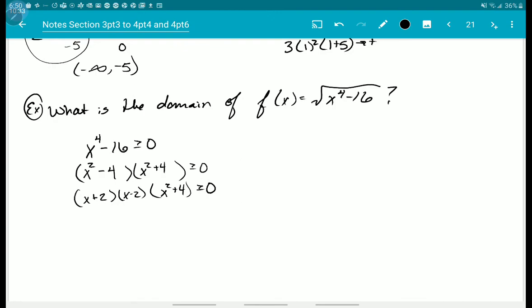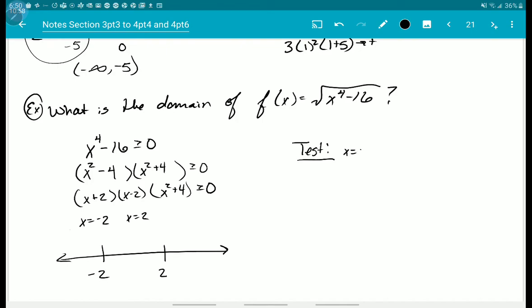So if we set each of those equal to 0, we're going to get negative 2 for the first one. We're going to get 2 for the second one. And we're not going to get anything real for that one. So these are our x-intercepts. Those are going on a sign chart. So that's splitting that into 3 pieces. So now let's test.